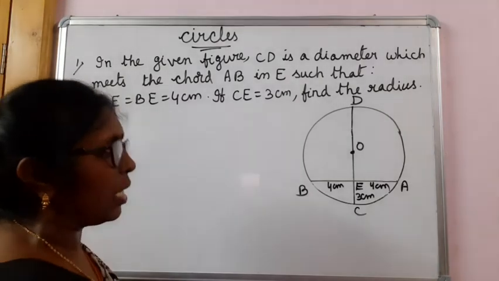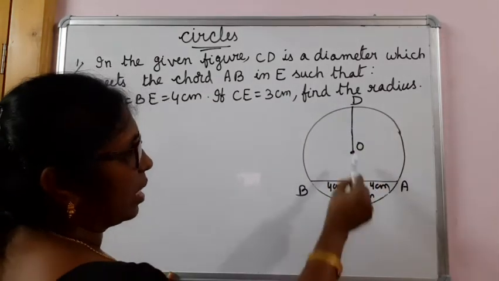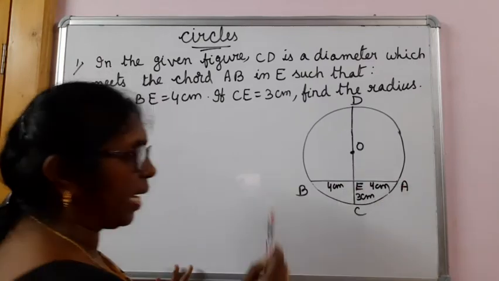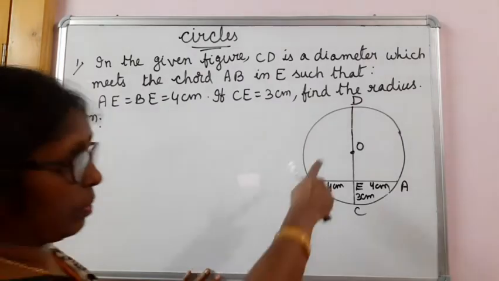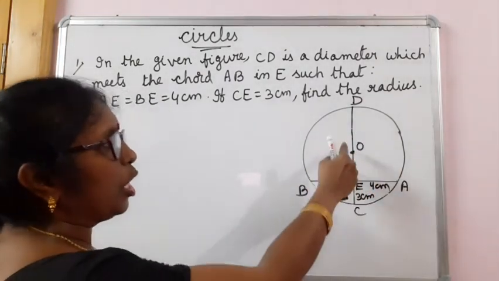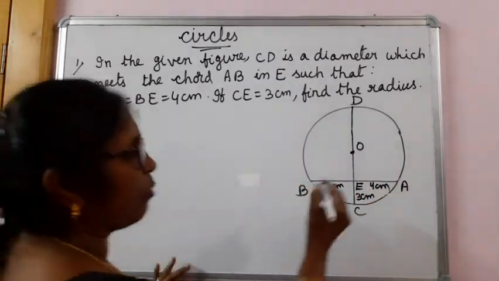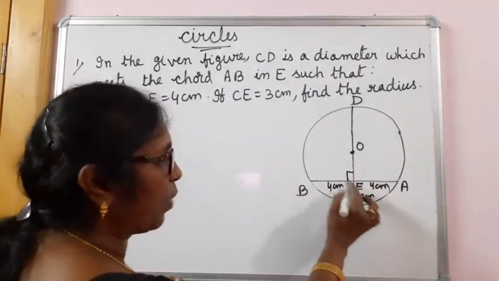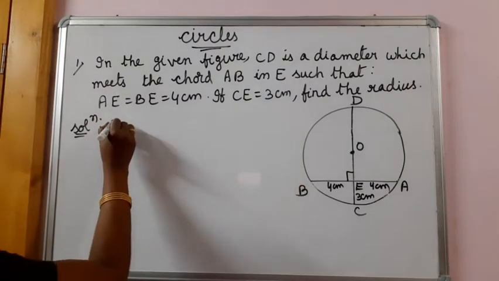First of all, see, it is given that CD is the diameter. That means CD, the diameter, is intersecting AB at E. We already learned that the line segment joining the center to the chord, if it bisects the chord, will be perpendicular to the chord. Yes or no? If AE is equal to BE, that means OE is perpendicular to AB.